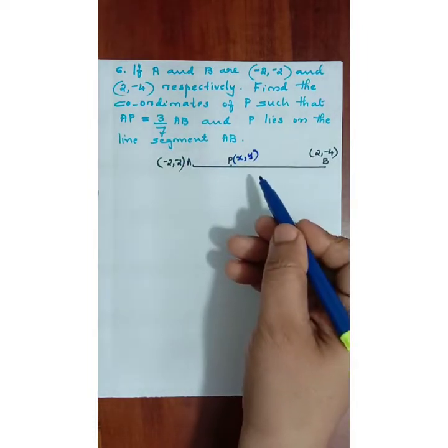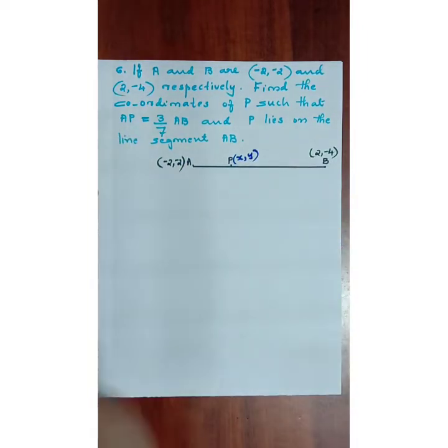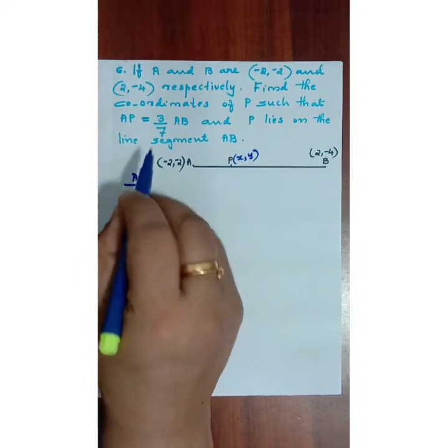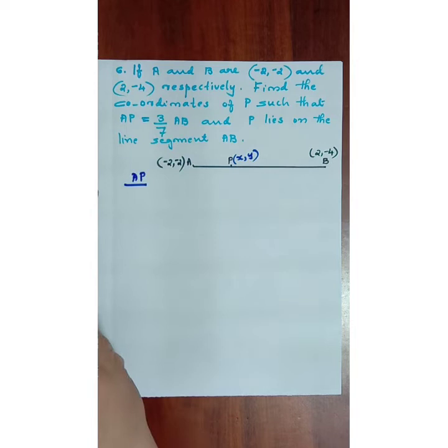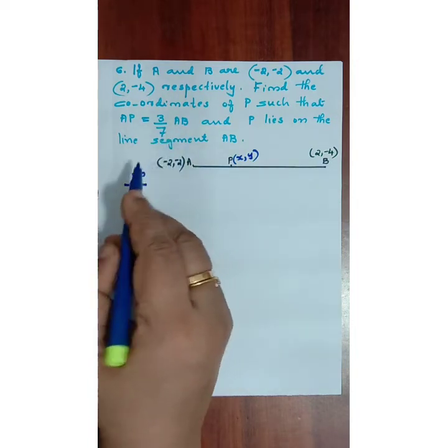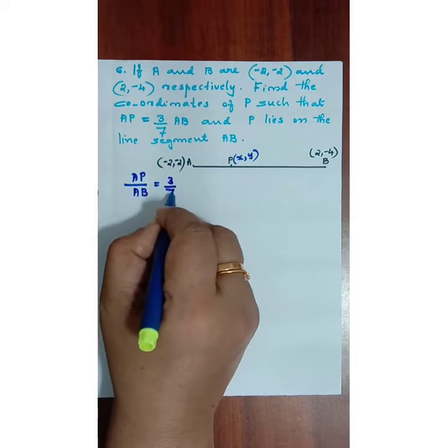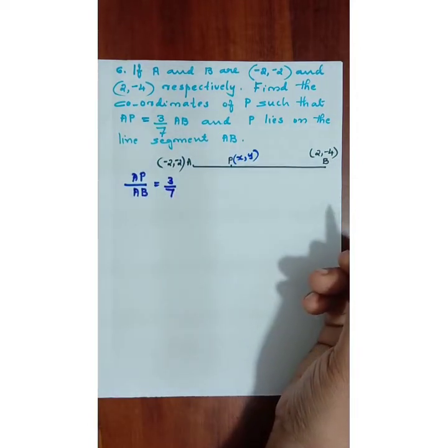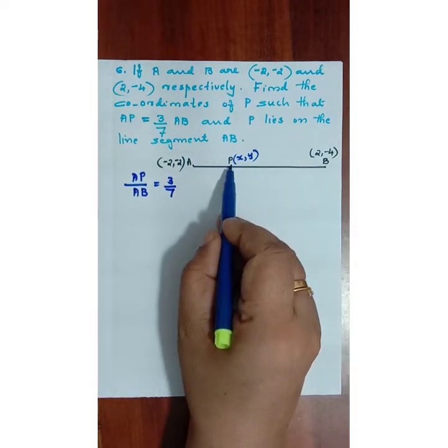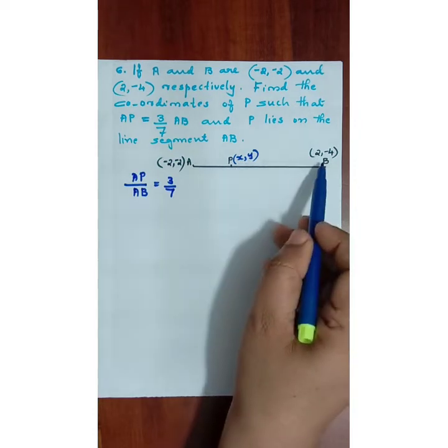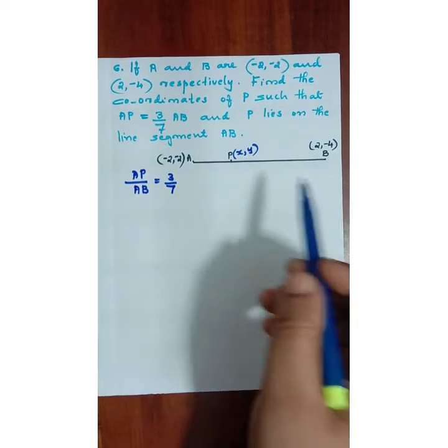How to get this point? The ratio is given here. See the ratio, how they are given. AP equal to 3 by 7 AB. That means AP divided by AB is equal to 3 by 7. Many of the children make mistakes in this question. Be careful. It is AP is to AB, not AP is to PB. Listen once more.